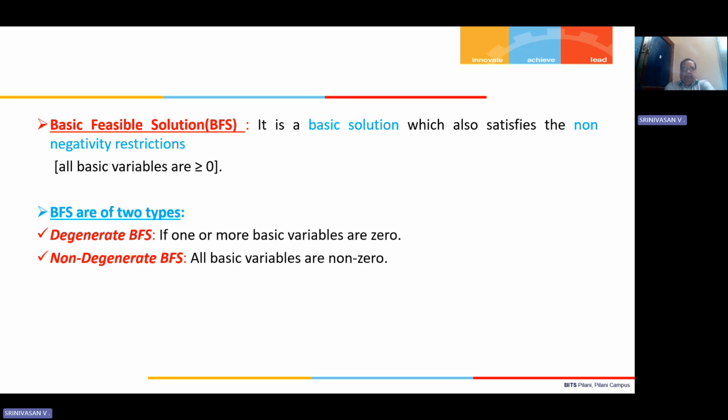BFS, that is the basic feasible solution, is of two types. If one or more basic variables are 0, we call it a degenerate BFS. If all basic variables are non-zero, then we call it a non-degenerate BFS.